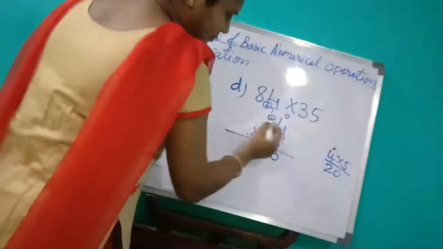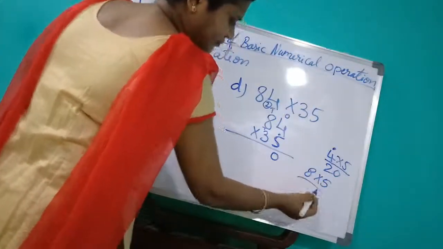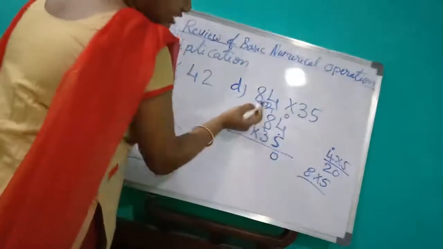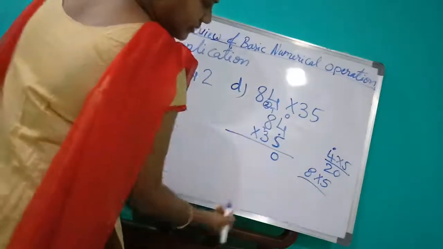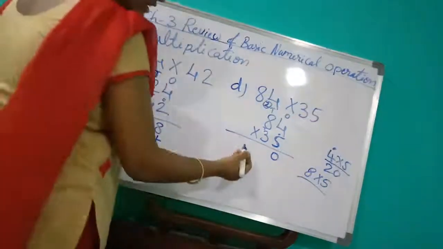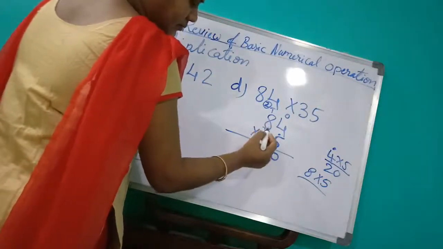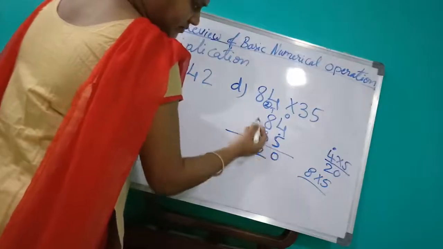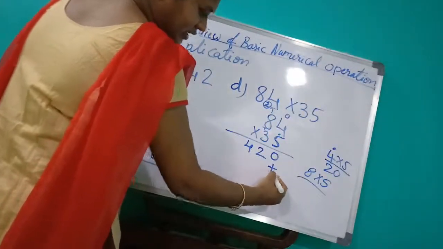Now, which number is here? 8. 8 into 5. 8 fives are 40. 40 plus this carry. Which number? 2. 40 plus 2, 42. 42 here, because any number is not there. Next, you should draw the plus symbol.